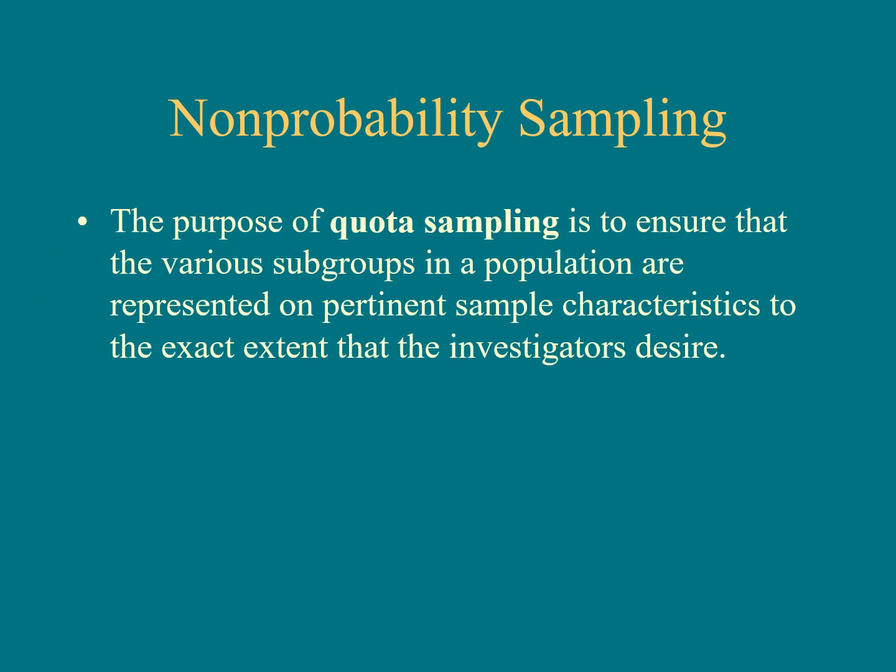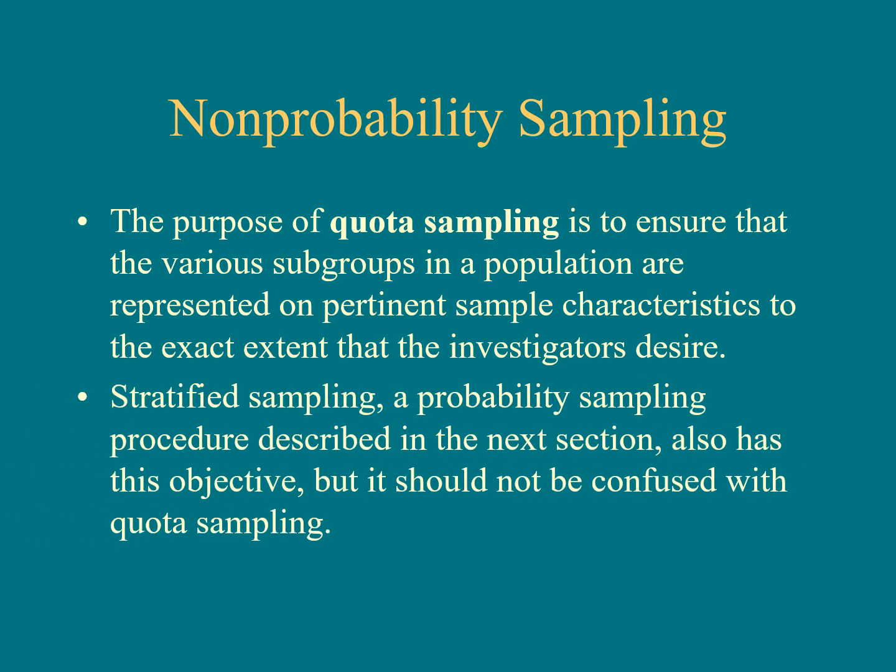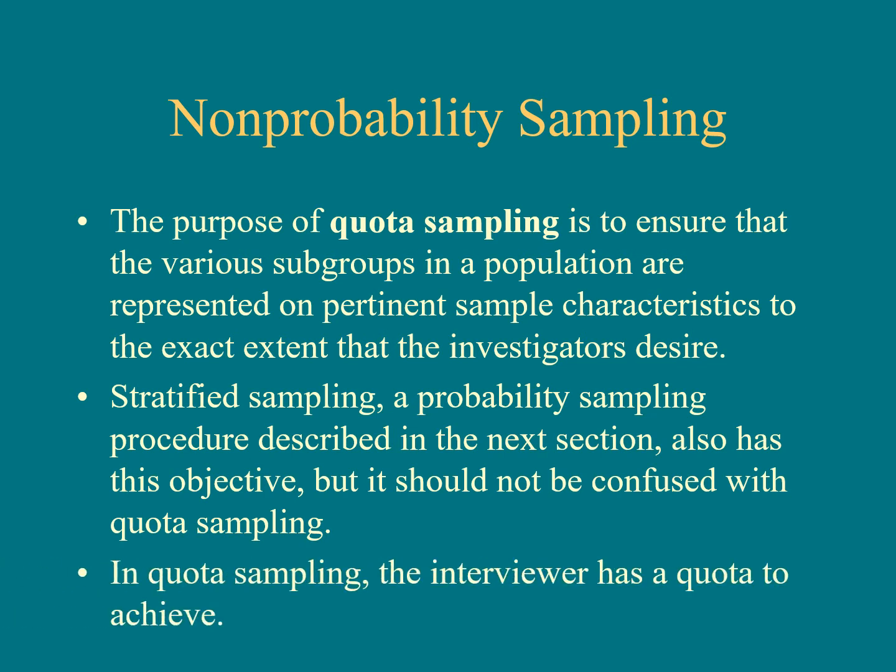Non-probability sampling. The purpose of quota sampling is to ensure that the various subgroups in a population are represented on pertinent sample characteristics to the exact extent that the investigator desires. Stratified sampling, a probability sampling procedure described in the next section, also has this objective, but it should not be confused with quota sampling. In quota sampling, the interviewer has a quota to achieve.